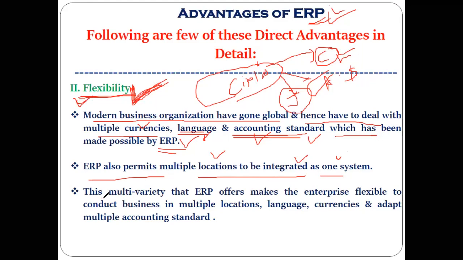So same point I have mentioned here also, these multiple facilities are available from the ERP. That is the reason it is referred to as flexible. Okay, you are having multiple options. Understood? That is the reason here it is being considered as flexible. So this multi variety that ERP offers makes the enterprise flexible to conduct business in multiple locations. जर ERP मध्ये ही मल्टी करन्सी हँडलिंग, मल्टी लँग्वेज हँडलिंग जर नसतं, तर सिप्ला कंपनीला वेगवेगळ्या देशामध्ये जर बिझनेस करायचा असेल तर तो खूप, it was not easy.